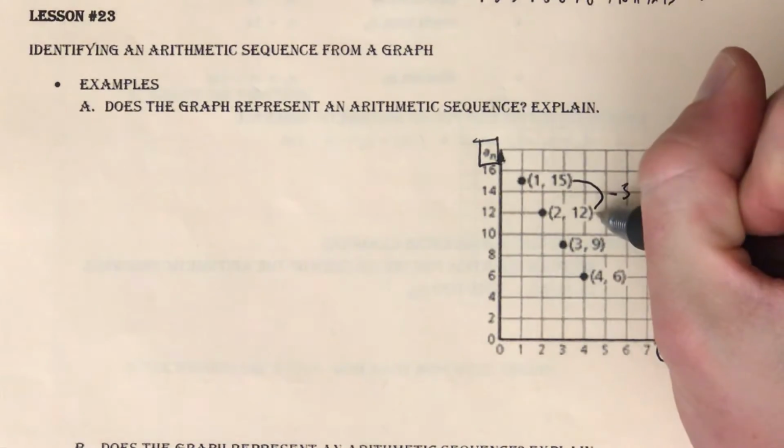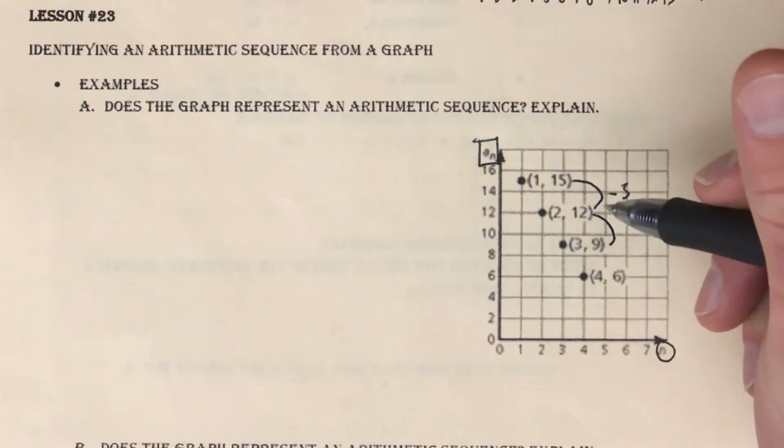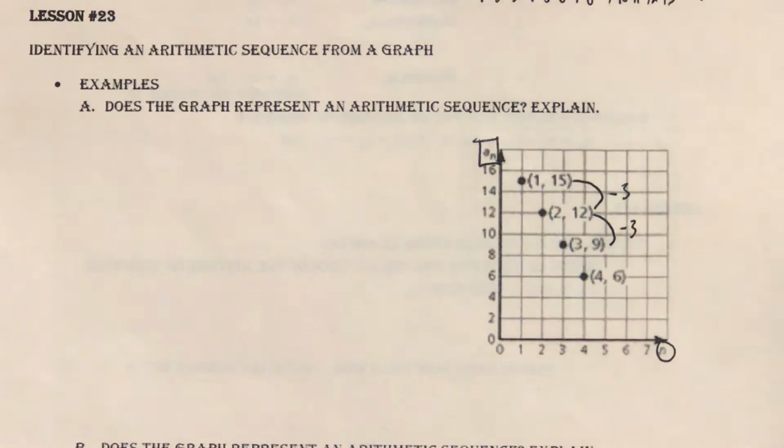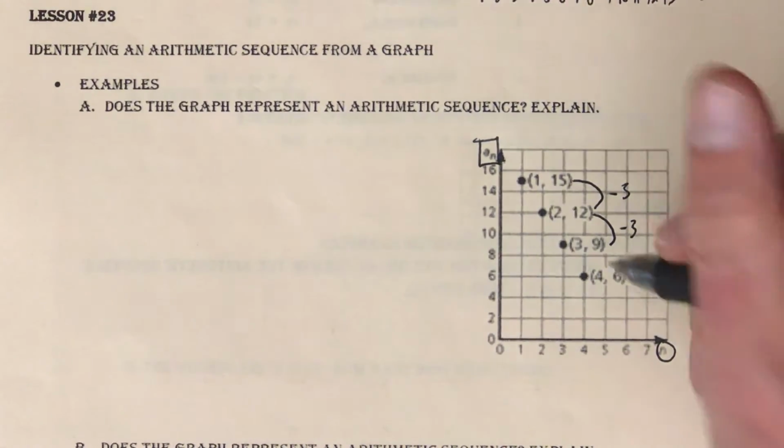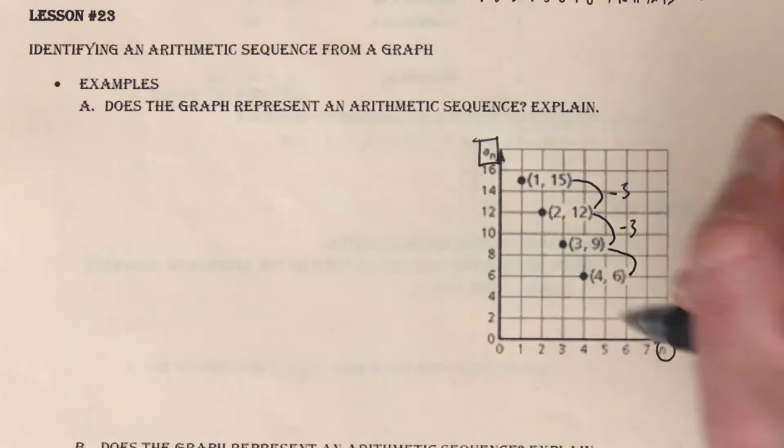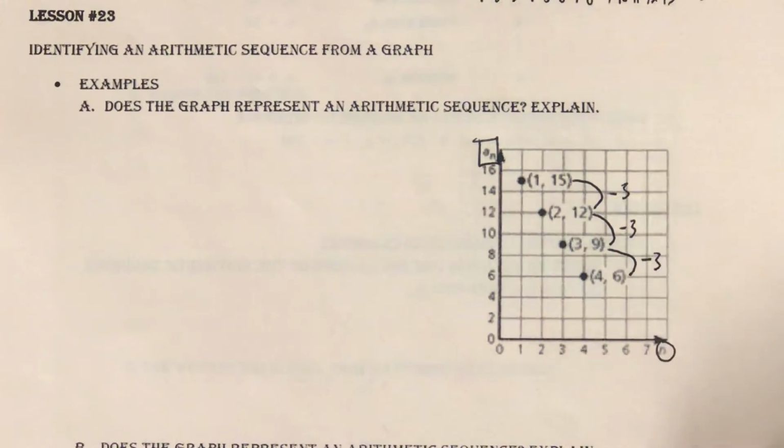Well, what happened from the second to the third? Well, I went from 12 to 9. That means I had to subtract 3 again. What happened from the third to the fourth? Well, I went from 9 to 6, which means I had to subtract 3 again. All right, so what was happening from one term to another is they were just decreasing it by 3.